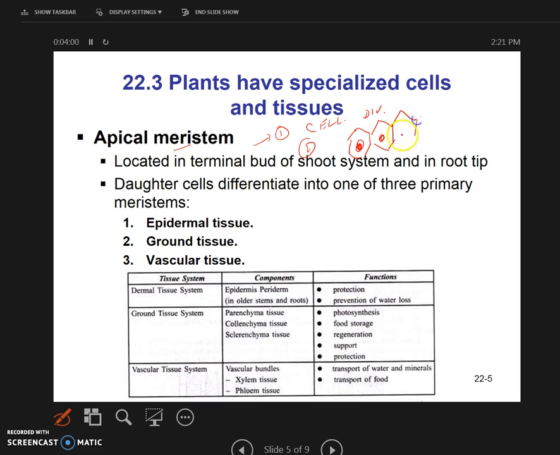look like this. They have a very dense cytoplasm, very large nucleus, no intercellular space, very, very tiny vacuoles, very thin walls. But remember, the main capacity is they are capable of cell division. They're located in the terminal part, of course, and they can form epidermal, ground, or vascular tissues. We'll talk about these tissues in just a few minutes.